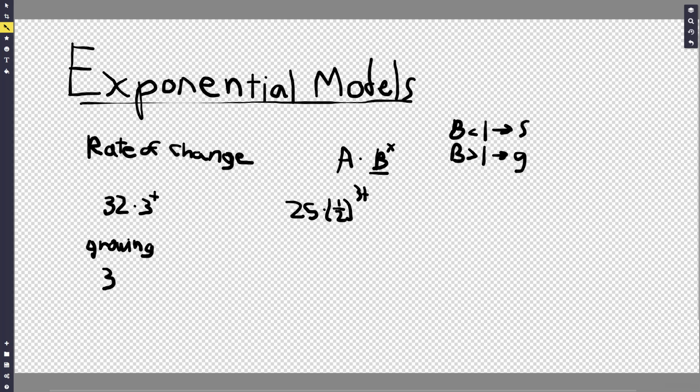So now let's look at this one: 25 times, I just tried to do parentheses, that's bad, parentheses, 1 half to the power of 3t. So is it growing or shrinking? Because right here, is 1 half greater than or less than 1? It is less than 1, right? So we know it is shrinking, okay? And by what factor? Again, it's just whatever b is, right? So we know that it is shrinking by a factor of 1 half.